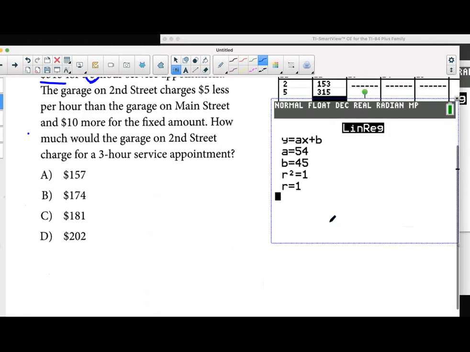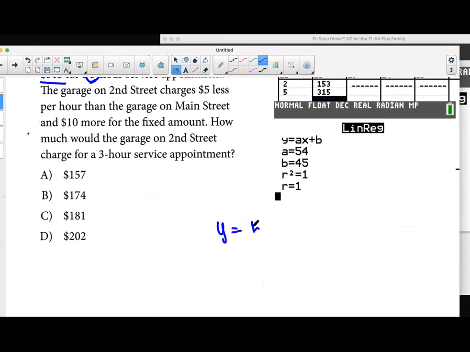Then this tells me that my y equals ax plus b, where a is the slope. So 54x plus 45. That's the rate. But the second garage charges $5 less per hour. Oh, that means what? Instead of 54, now we have 49x. And then 10 more dollars for the fixed amount, so plus 55. That's garage 1. This is garage 2.